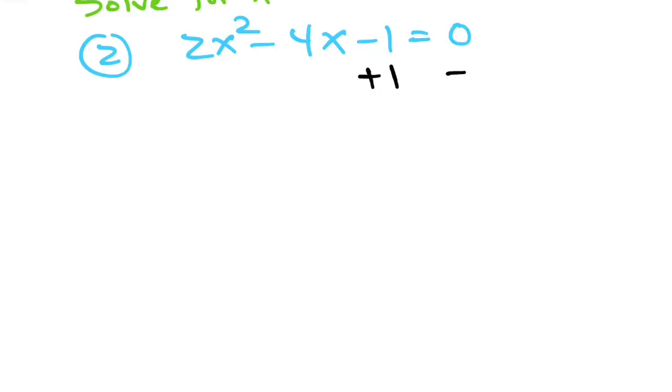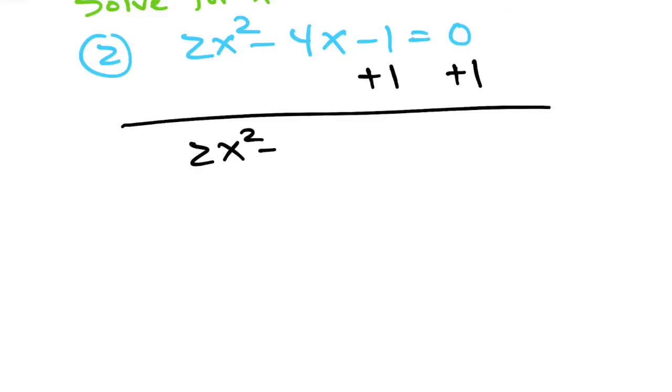So the first thing that you want to do, you want to move the c to the other side. Okay, so if I want to move c to the other side, I'm going to add 1 to both sides. That's going to give us 2x squared minus 4x equal to 1.